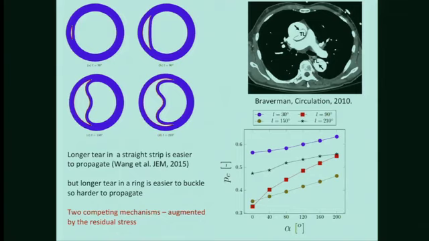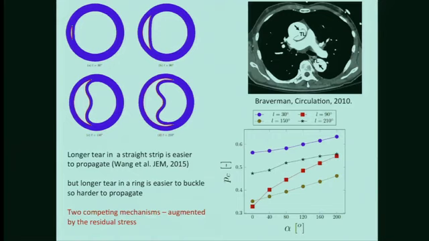But here, when you have a tear along the cylindrical direction, then the story can be different. If you use angles, the 30 degrees corresponds to an arc length of 30 degrees, and 90 degrees, 150 and 210, so different lengths of tear. If the tear follows the circular ring, then there's a different story, because if you have a very short tear, the critical pressure is high because it's very hard to propagate.